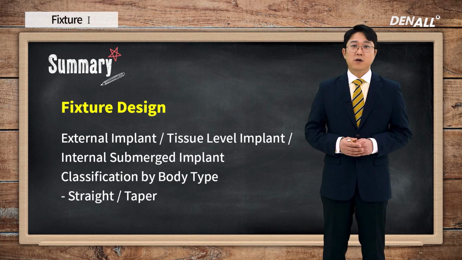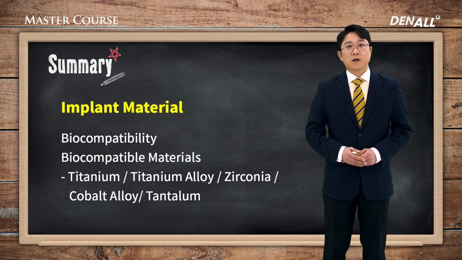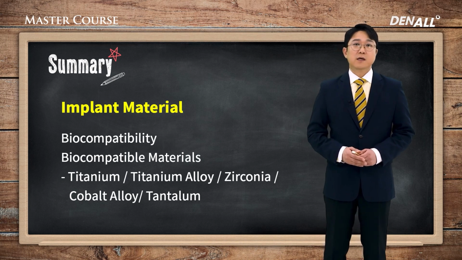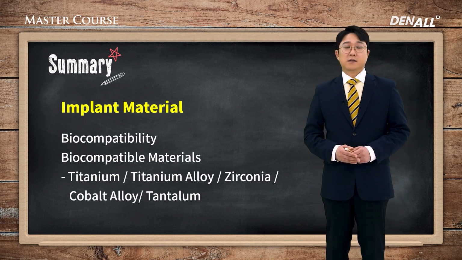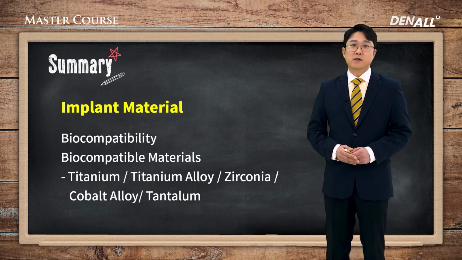Grade 5 titanium alloy is used where high strength is required, such as narrow implants and the superstructure of implants, and for other parts, grade 4 is used, which has proper biocompatibility and strength. Today, we talked about fixture design and materials.